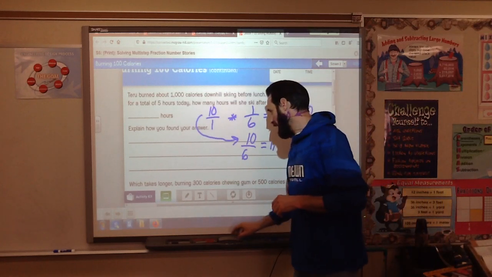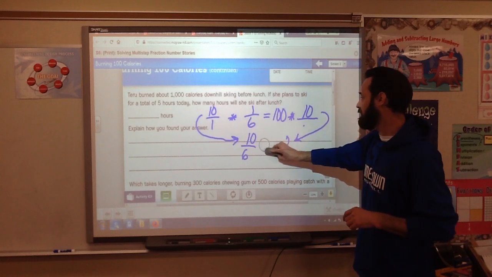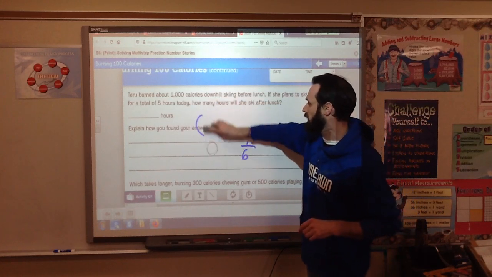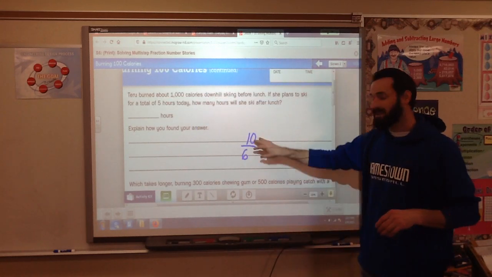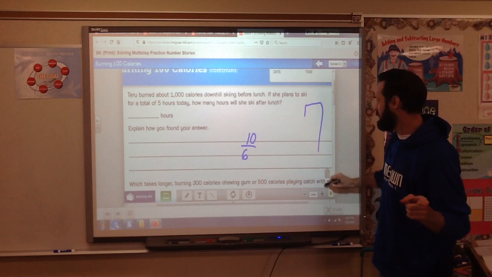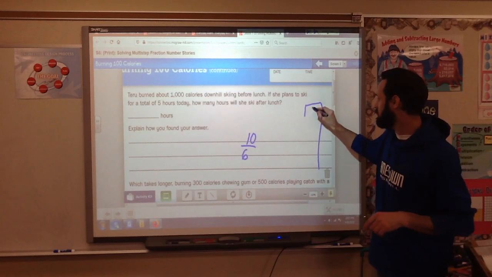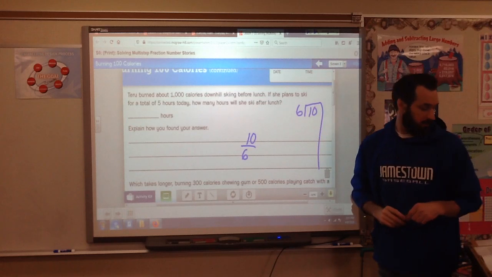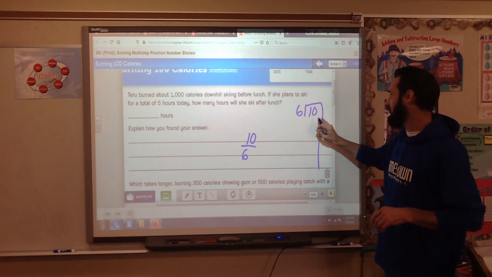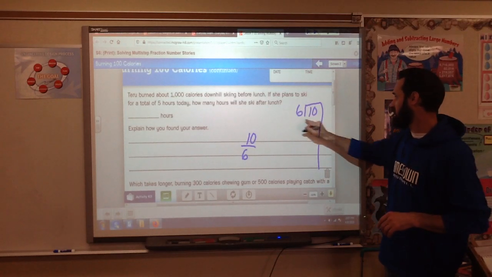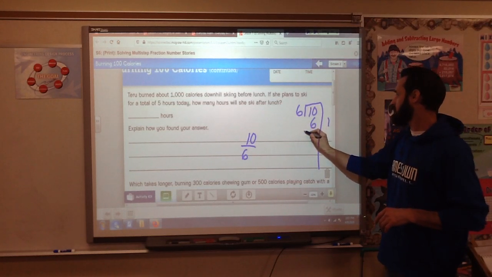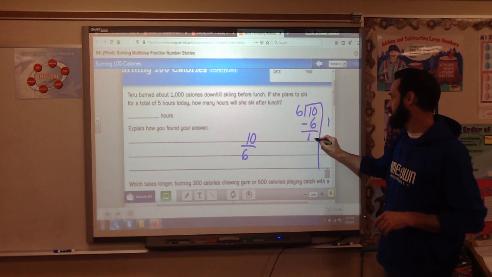So what we've just found out by doing this ratio is that 10/6 of an hour will burn 1,000 calories. That's our time. It takes 10/6 of an hour to burn 1,000 calories. That doesn't do me a whole lot of good because I don't know how many hours that is. But I can make it a mixed number by going 10 divided by 6. How many 6s go into 10? 1. 6 times 1 is 6. And subtract. 10 minus 6 is 4.